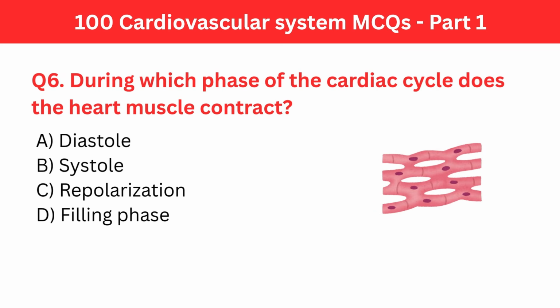Question number 6. During which phase of the cardiac cycle does the heart muscle contract? The right option is B. Systole.